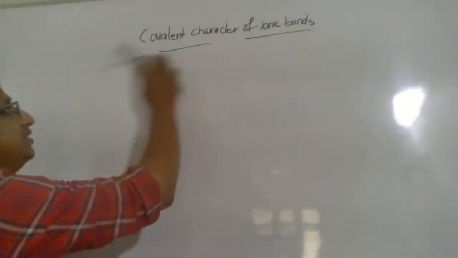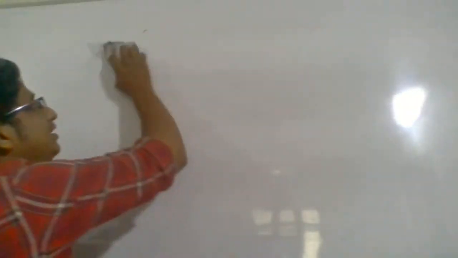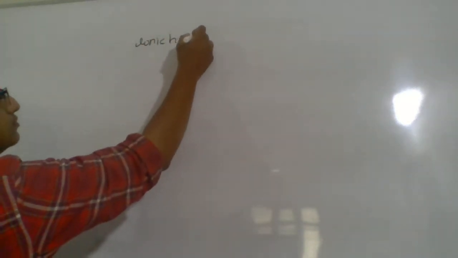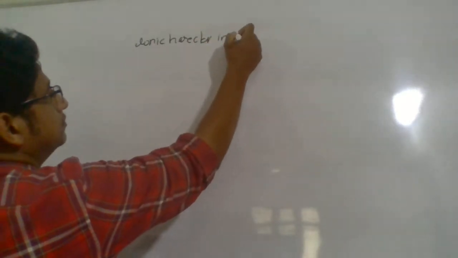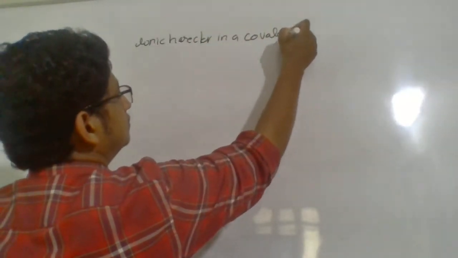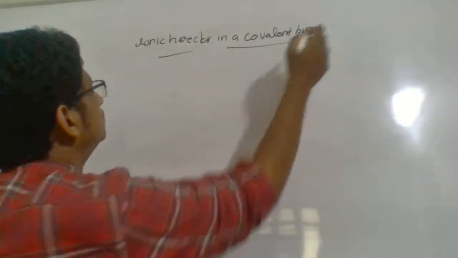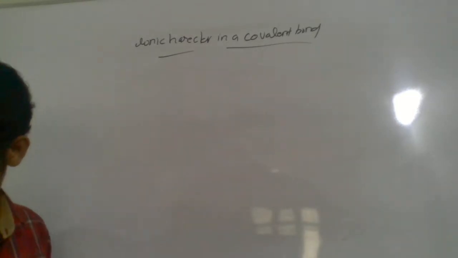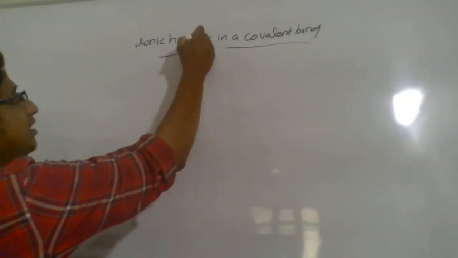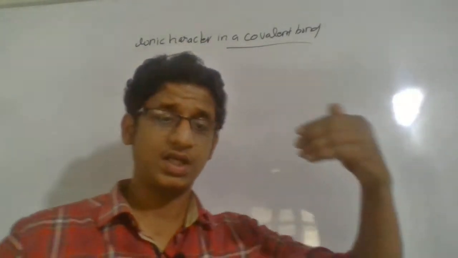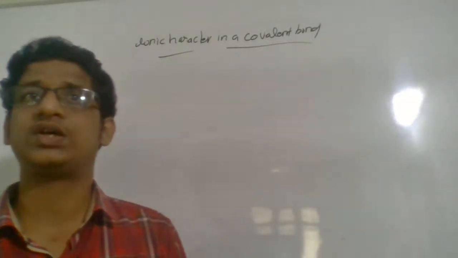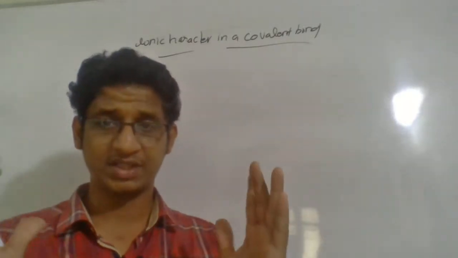Now just think of the reverse case: ionic character in a covalent bond. Is it possible? Yes. This is the case where you think of a covalent bond and how much ionic nature is developed. This is especially related to the electronegativity difference between the two atoms.